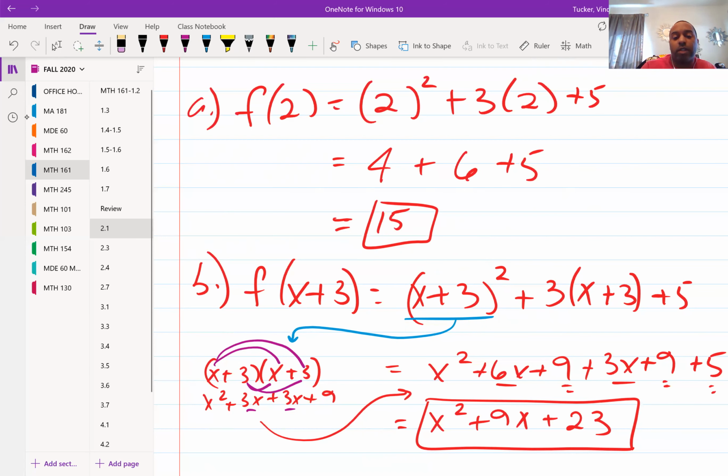So x plus 3 times x plus 3: x times x, which is x squared, x times 3, and then 3 times x, and then 3 times 3, which is 9. And that gives us x squared plus 3x plus 3x plus 9. Add your like terms in the middle. That gives us this expression right here, x squared plus 6x plus 9. And then you distribute this 3, and that'll give us 3x plus 9 right here. And of course, that 5 is still in the back.